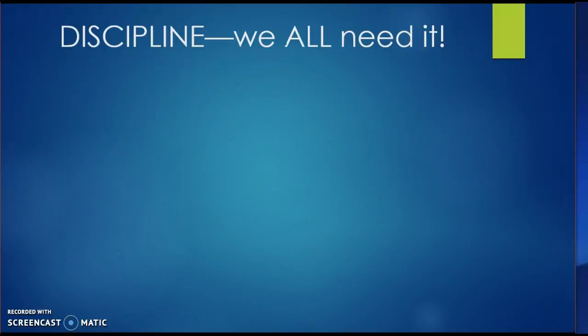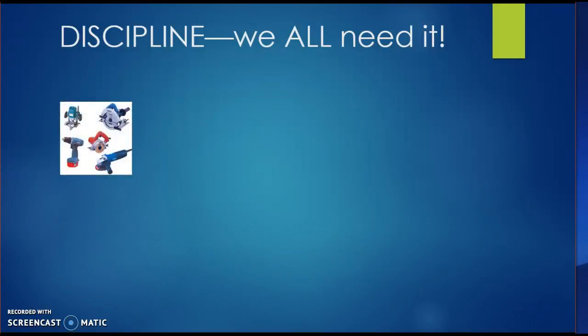Discipline. We all need it at some time. It's a simple fact. At some point, everyone is going to mess up or make the wrong decision, and they will need discipline. But what is it? Let's start by thinking of a couple scenarios that might catch us, as adults, needing discipline. Think of this. You're walking through the store, let's say it's Home Depot, and you walk past the power tool section.